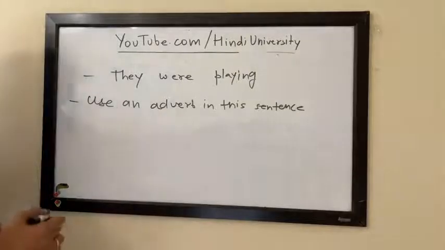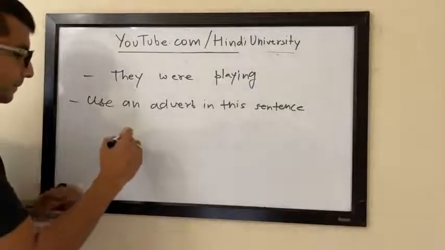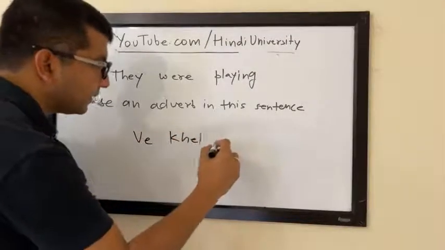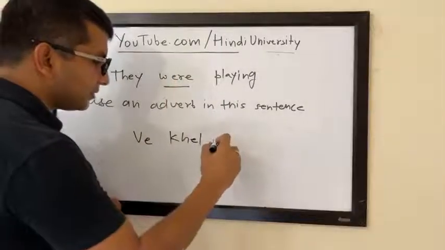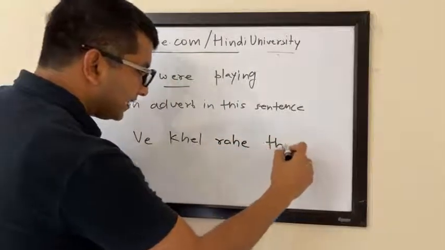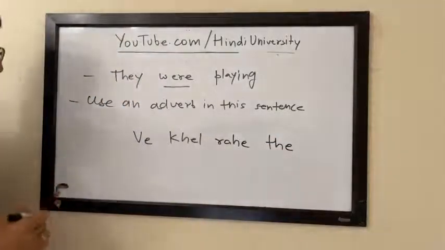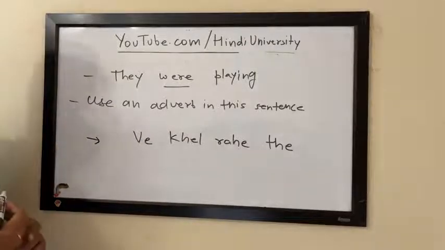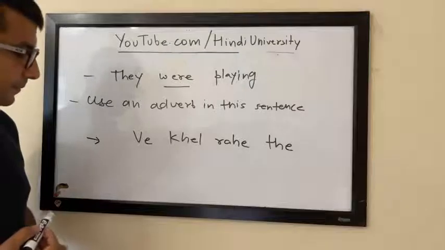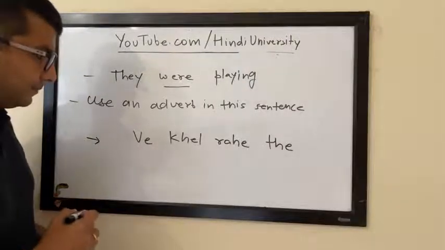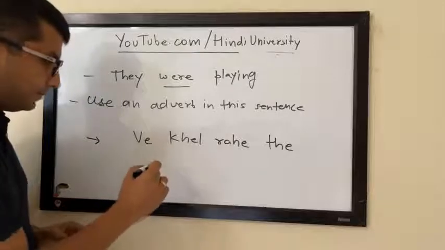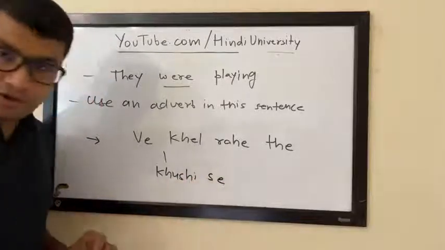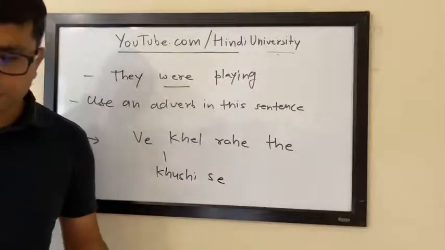Let's say, Suvilai, how will you say this in Hindi? They were playing. वे खेल रहे हैं. Okay, they were playing, past. वे खेल रहे थे. Very good. Now let's say you have to add an adverb in this one. How else can you say the same sentence but with an adverb? वे खुशी से खेल रहे थे. Very good. Awesome. That describes how they were playing.